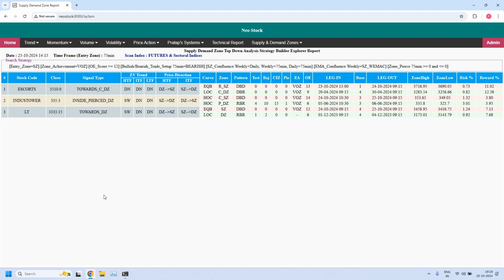Remaining are also high probability, but the first one is even more high probability because EMA confluence is there. Remaining are also high probability because they are having LTF, ITF, HTF confluence. And a few stocks are also having high liquidity zones in the 75 minutes time frame. Okay, this is about the bearish trade setup for weekly income trade.